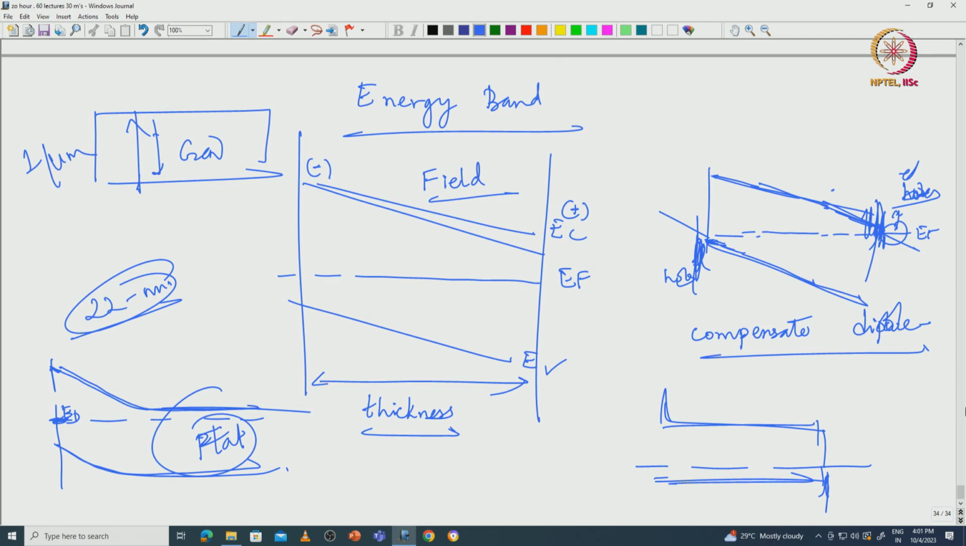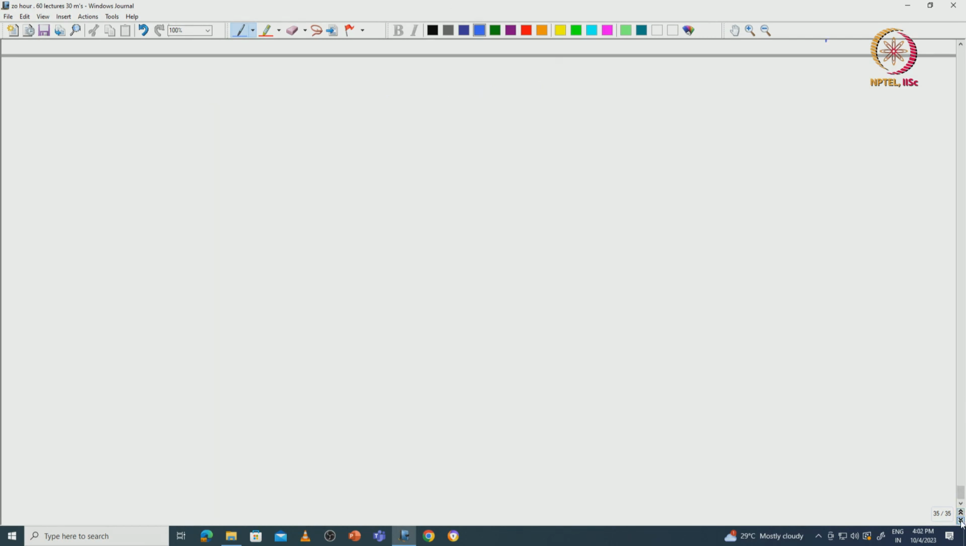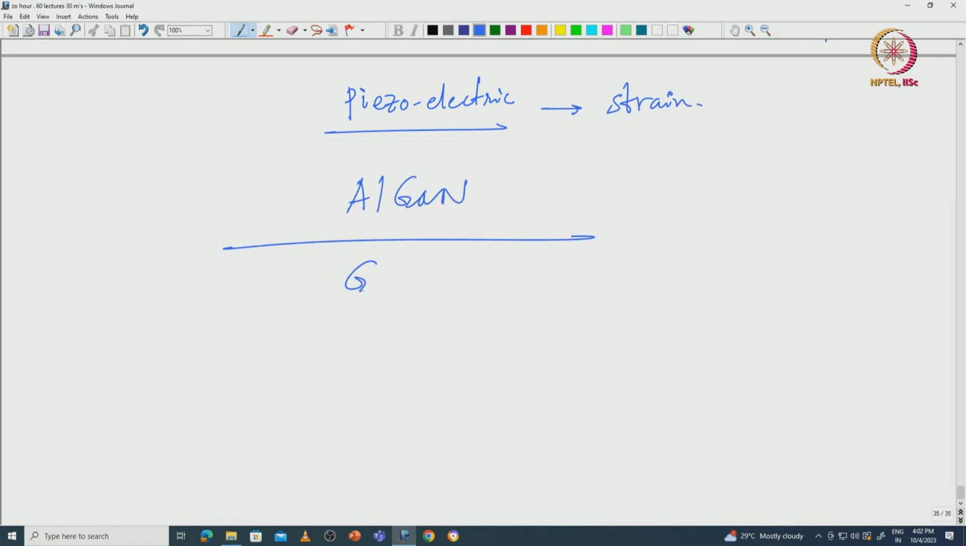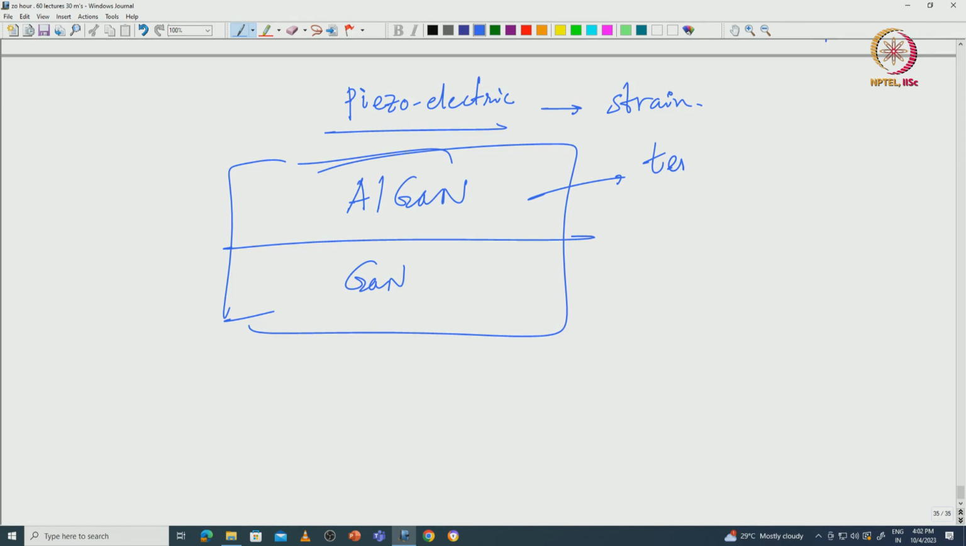And the last thing before we conclude this lecture is that all this was spontaneous polarization. There is also something called piezoelectric polarization, and it arises because of stress or strain. For instance, if you try to grow aluminum gallium nitride on top of gallium nitride, this layer of AlGaN is under tensile stress. Why? Because I told you already the atomic spacing in AlGaN is actually smaller than that in gallium nitride. So you have to pull this out. That is your tensile stress.